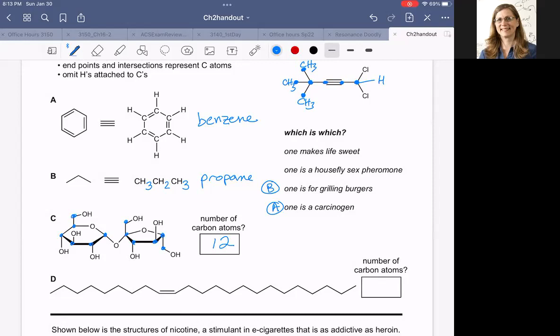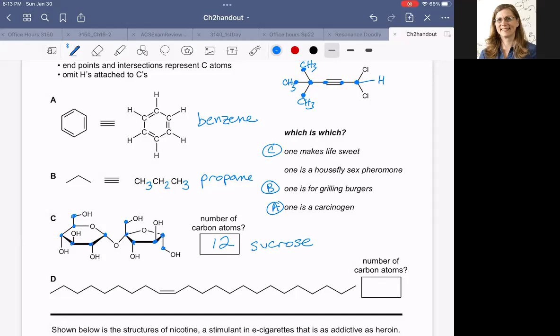And this is the structure of sucrose. That is table sugar. So that is something that makes life sweet. Makes life very sweet. All right. I just counted 2, 4, 6, 2, 4, 6.